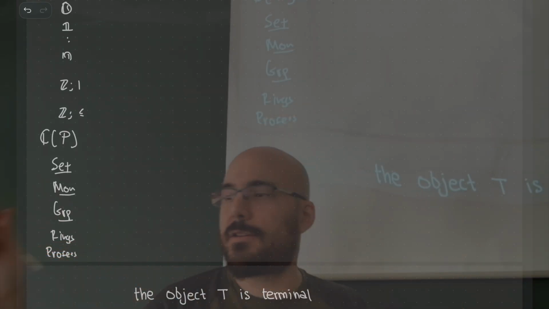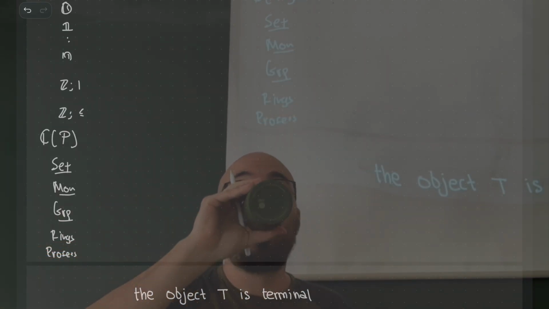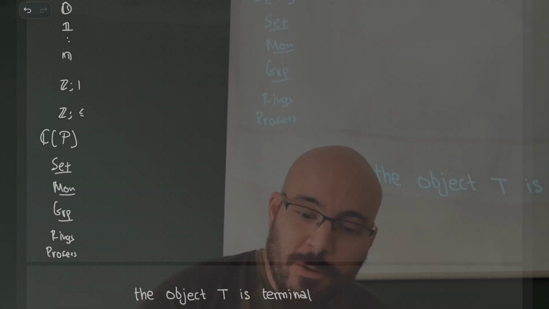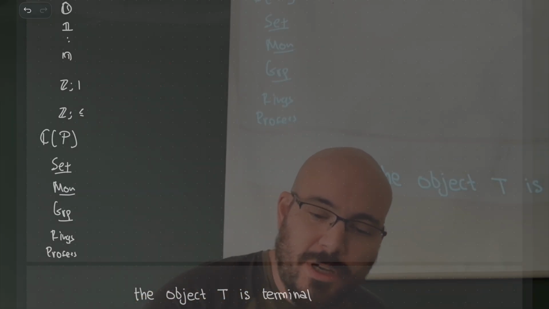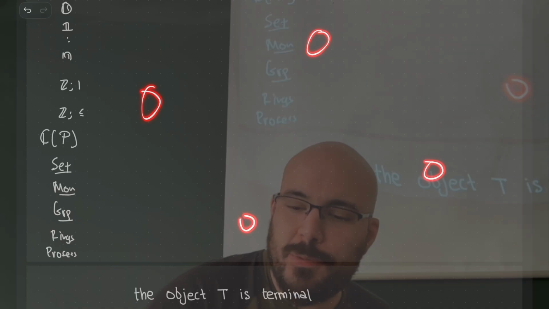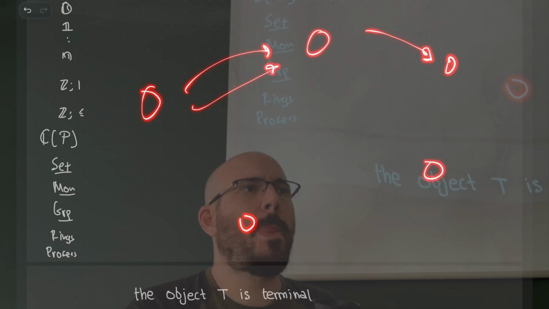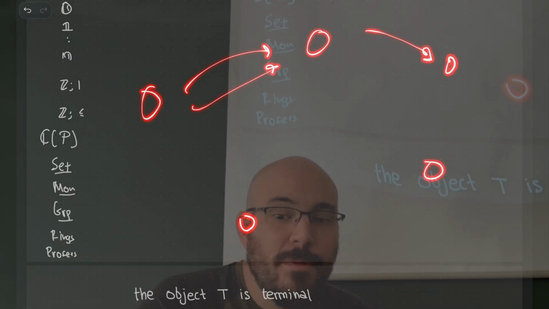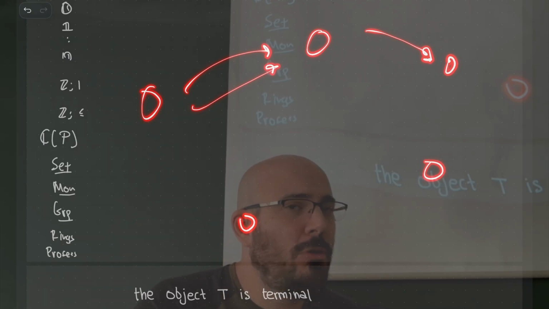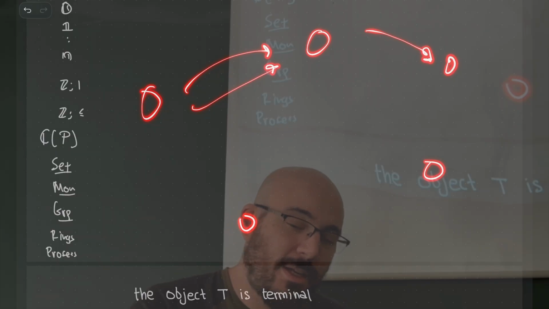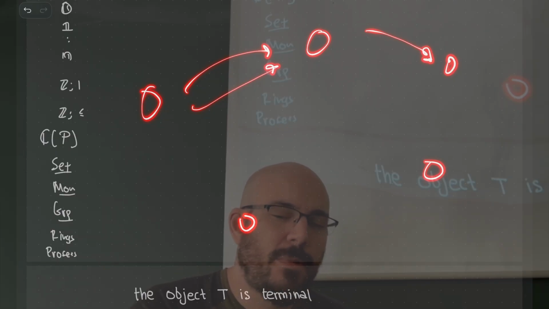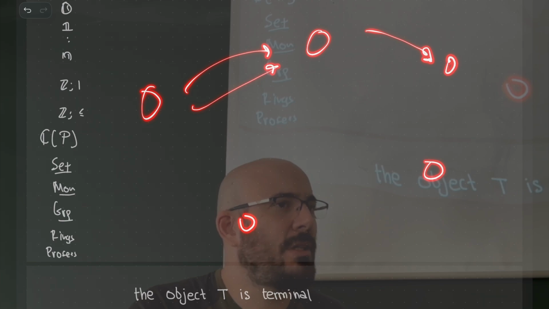What are the arrows there? Somebody please help me. I have a proset, a proset, a proset, a proset, a proset. What are the arrows that get me from one to the other? Yes? No, the suggestion was injective functions. They don't need to be injective, because in a proset, that's not what is important.